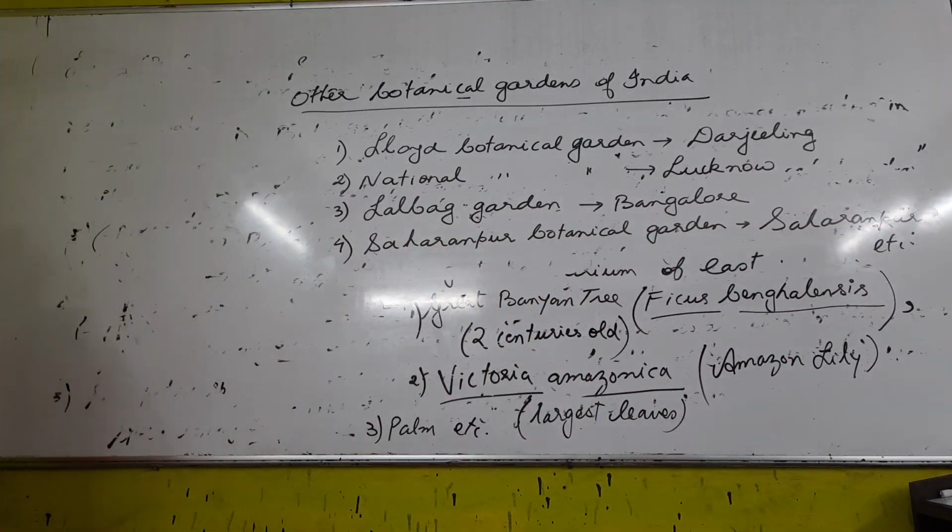From here, details are not needed, it is just the names that you have to remember, and questions come as match the following type. Where is the Lloyd Botanical Garden? Where is the National Botanical Garden? So match the following from the MCQ point of view.